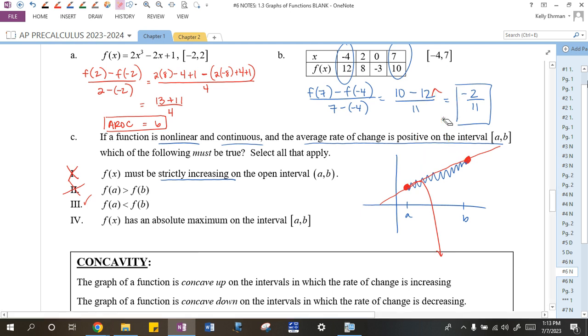So I do believe that our last two have to be correct. So both 3 and 4 must be true. Basically, if I can think of a counter example to prove something wrong, that's usually how I go through those, where they say select all that apply. This could be like a multiple choice question where the choices are 1 only, 1, 2, and 3, 3 and 4 only, 3 only, 4 only, etc.